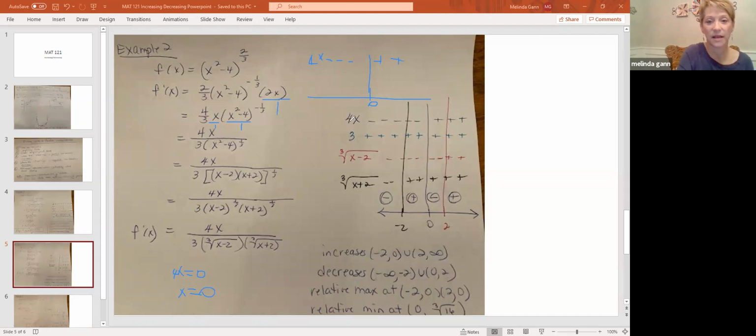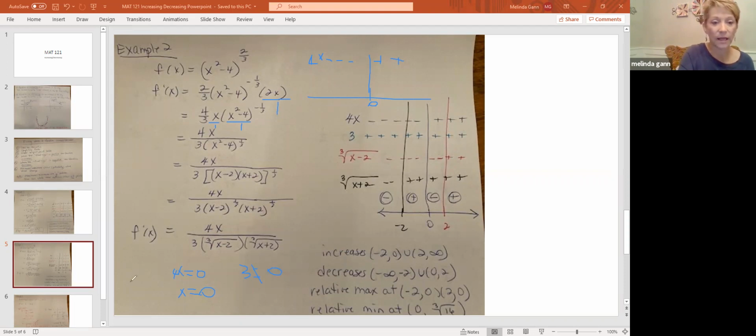Then I wrote down my next factor, 3. Well, when does 3 equal 0? Well, 3 is never going to equal 0. So it's not going to have a split point. It's either always positive or always negative, and 3 is always positive.